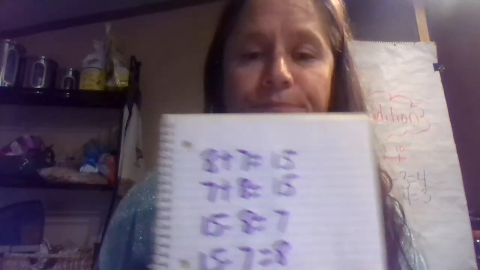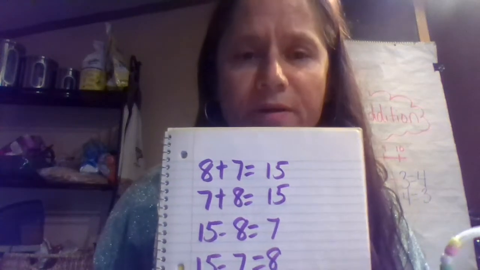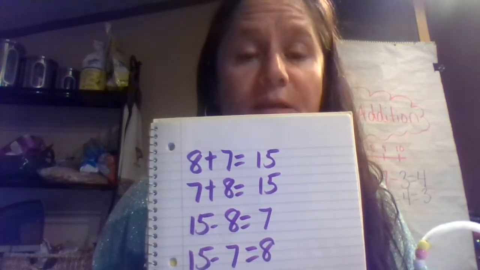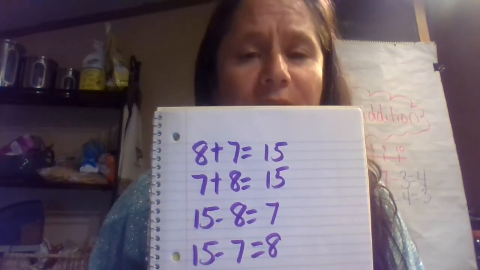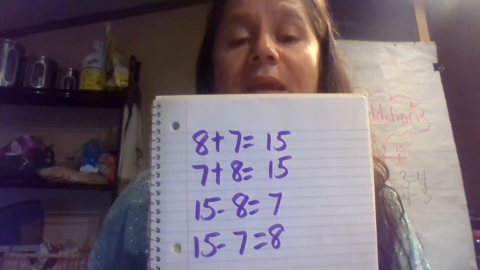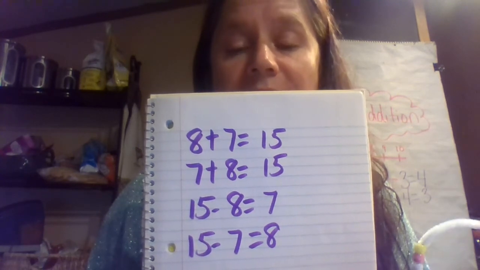How'd you do? Okay, well, the first thing I came up with was 8, and 7 more is 15. So 7 and 8 more equals 15. And now I was able to know, since I know my addition facts, I can turn that into subtraction. So 15 take away 8 is 7, and 15 take away 7 is 8.